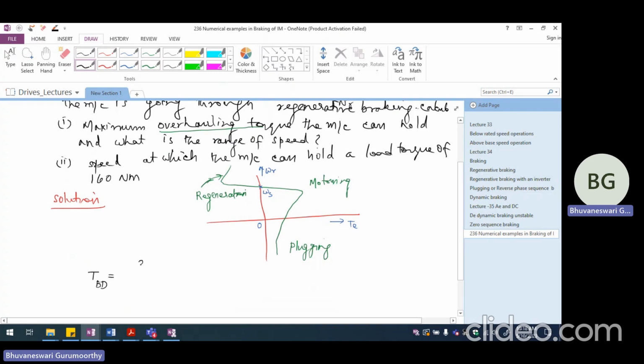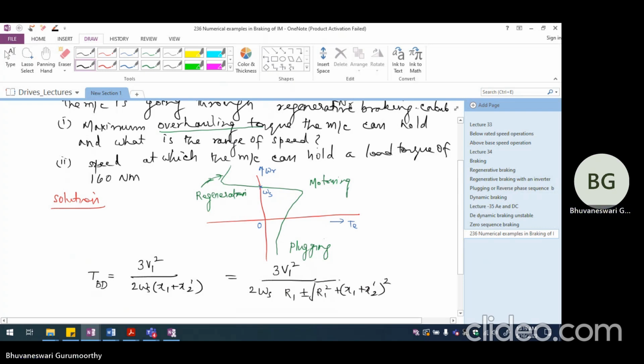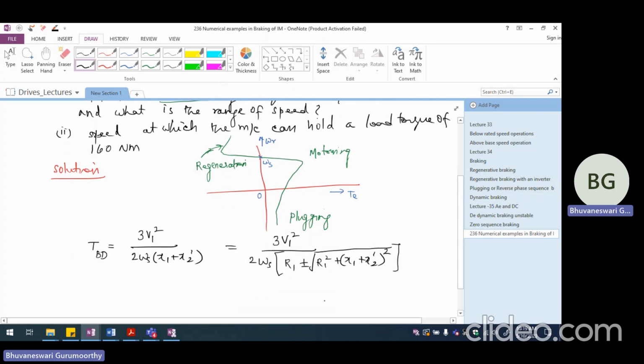The breakdown torque, we wrote this as 3V1 square divided by 2 omega s multiplied by x1 plus x2 dash. This is the approximate expression. If we want the exact expression, we should write this as 3V1 square divided by 2 omega s multiplied by R1 plus or minus square root of R1 square plus X1 plus X2 dash the whole square. This is what we normally write as the exact expression for the breakdown torque or the maximum torque.